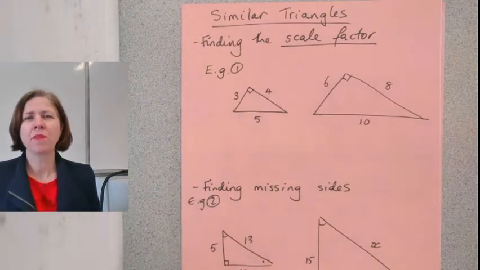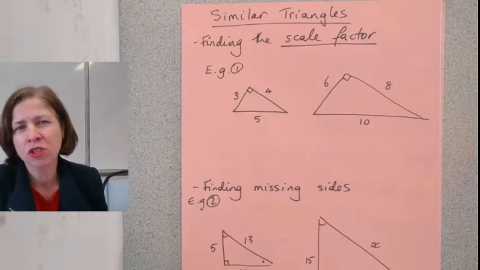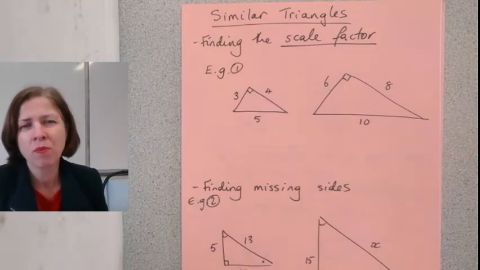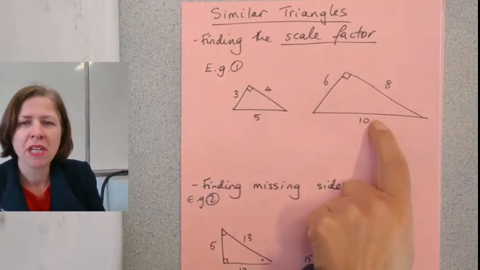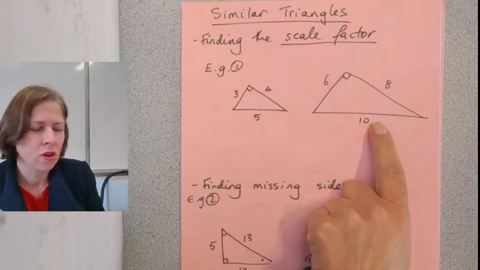So what we're talking about is a thing called scale factor. And scale factor tells you the size of one triangle compared to the other triangle. And quite often when we do our first examples, we'll be going from a smaller triangle to a bigger triangle. So let's have a look at these two triangles.